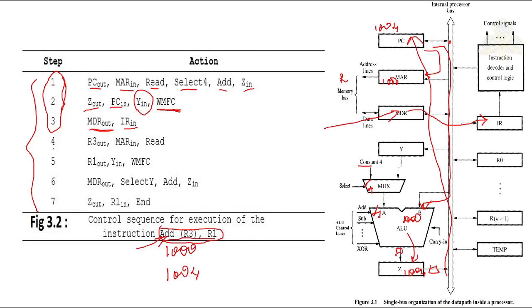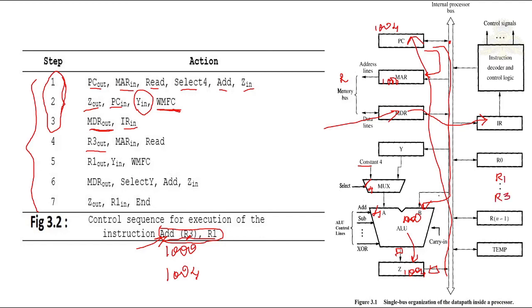Now what is the fourth step? First we have to get the content of R3, what is present in R3, right? That's why it is written R3 out. Say here you have R0, so here R1 is present and somewhere here R3 is present.